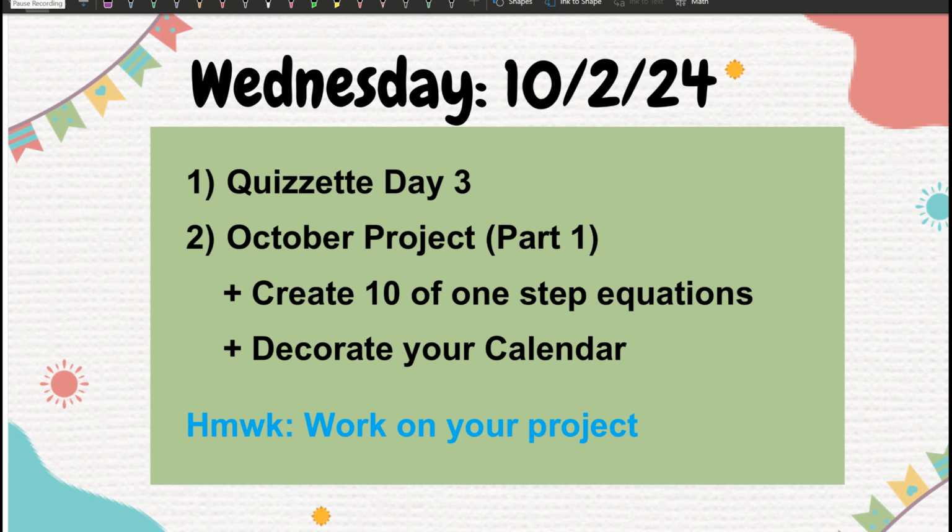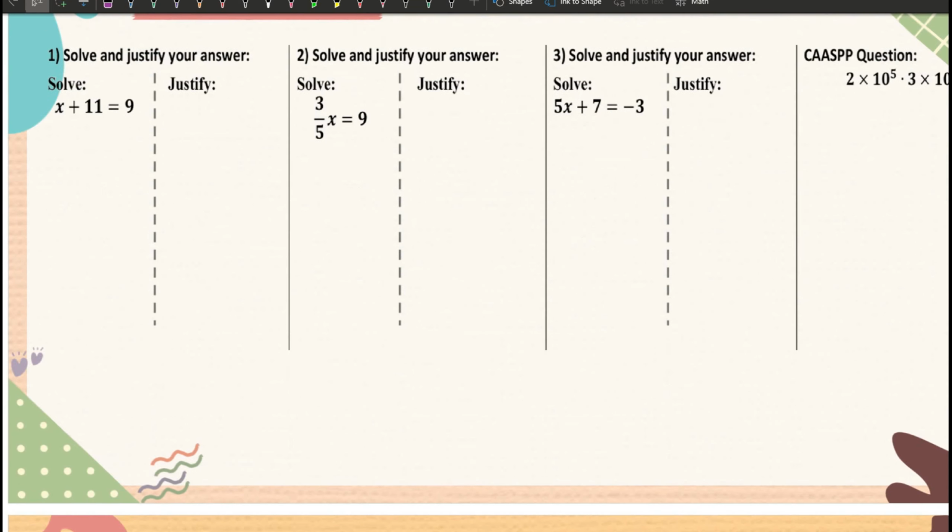When you're done with those, you can decorate your calendar. You can look up what picture you want to draw and go ahead and try to draw your pictures. In my experience, students should draw the calendar first. Decorate your calendar before you write the equation on it.